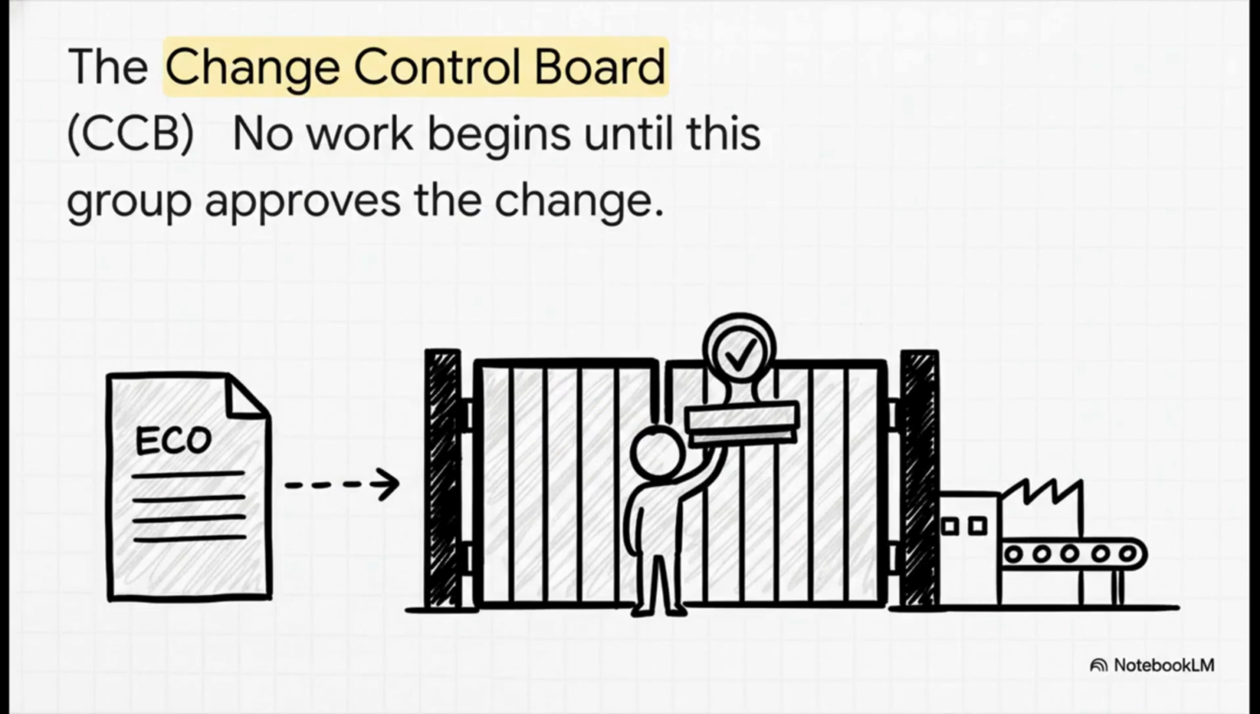An approval is not just a rubber stamp. The ECO is formally routed to what's called a Change Control Board, or CCB, which is made up of leaders from all the key departments. And nothing happens. I mean, nothing. No work begins, no tooling is changed, no new parts are ordered until this group gives its formal sign-off. This is the gate that stops unauthorized changes from ever reaching production.